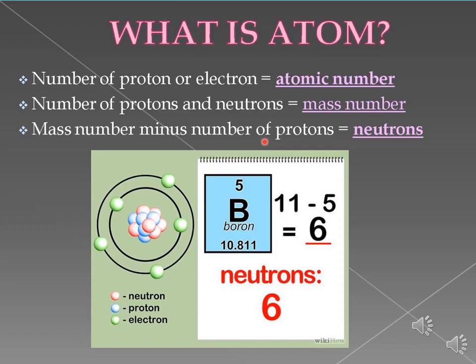Okay, look at this example. The example here uses boron. The value 5 above the B is the proton number or atomic number. Next, the value 11, which is below B, is the mass number. So when you have those values, you can find your neutron number. You take the mass number, which is 11, minus the number of protons, which is 5, and then you will get 6, which is your neutron number.